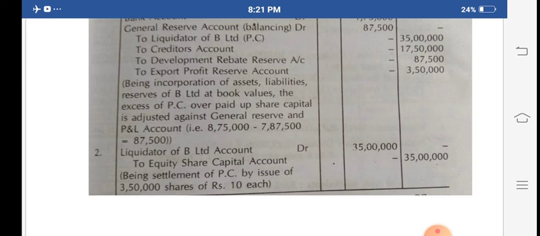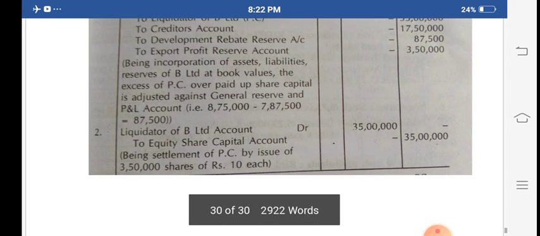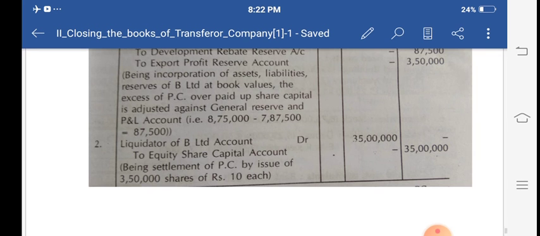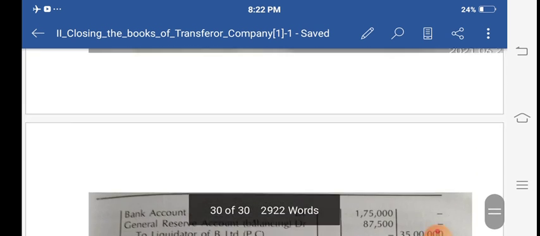Now see the transaction four, for settlement of purchase consideration. Liquidators of transfer company account debit, to share capital account credit, to share premium account credit, to bank or cash account credit. Now see this: liquidators of B Limited account debit, 35 lakh, to equity share capital account credit, 35 lakh. Being settlement of purchase consideration by issue of 3 lakh 50,000 shares of rupees 10 each. Like this we have to solve the problem.